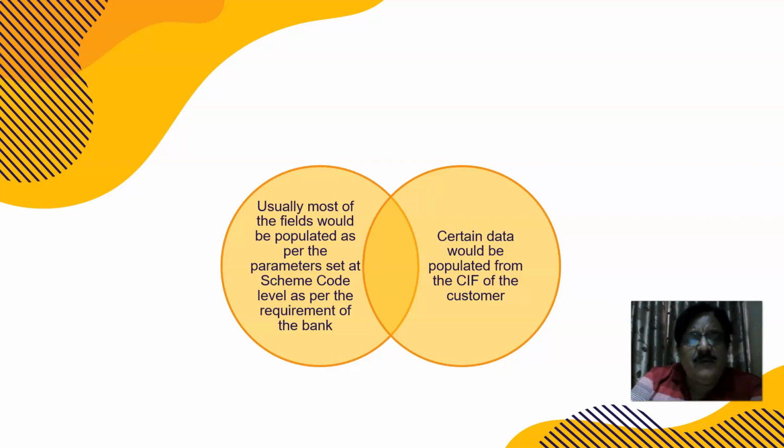Usually most of the fields would be populated as per the parameters set as scheme code. So whatever scheme code we are entering, most of the fields would be automatically populated, right? As per the requirement of the bank. Certain data would be populated from the KIF of the customer, right? Remember this. So certain data would be reflected: whatever address details, his KYC documents, ID proof, address proof, mobile number, email ID, right?